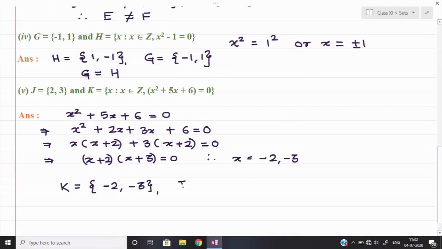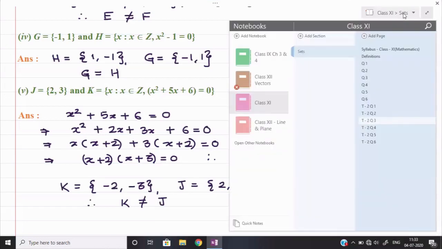Similarly, the set J we have been given here is 2 comma 3. So see, the number of elements are the same but 2 and minus 2 are different. There is a sign difference. So we can say that therefore the set K is unequal to set J. Okay, so this way we have completed the questions of equal sets. Now let us see the next question. Next I am taking question number 4.